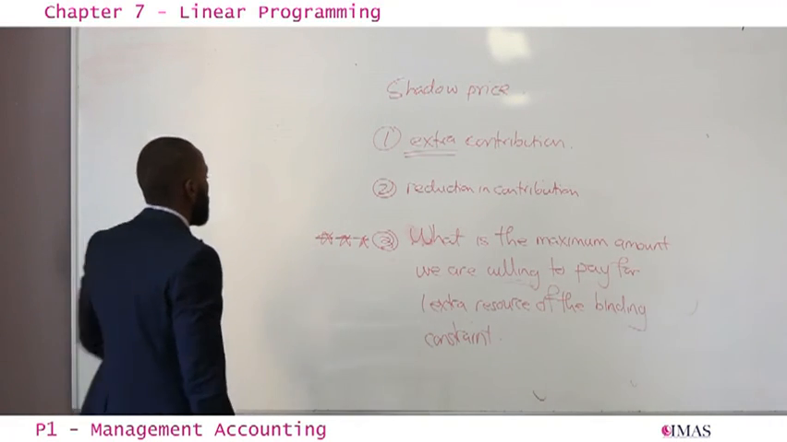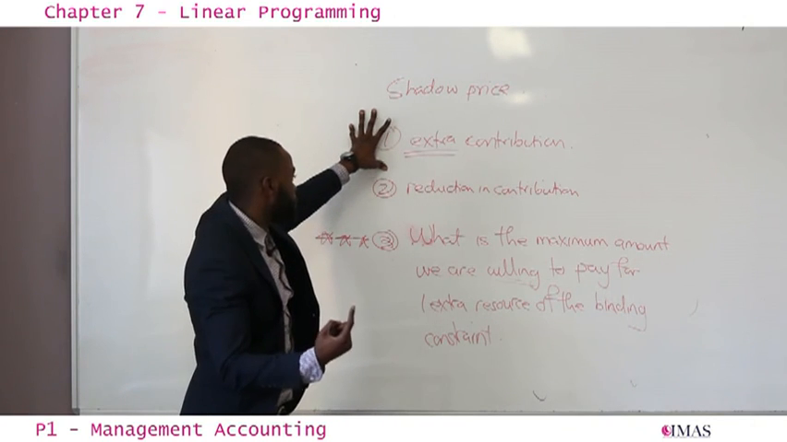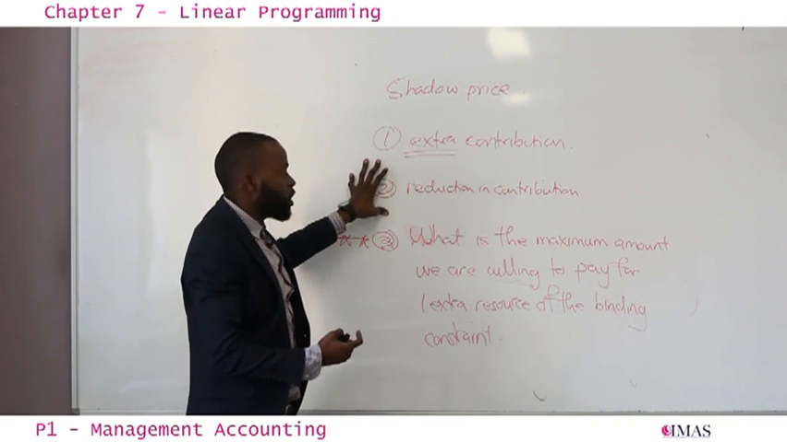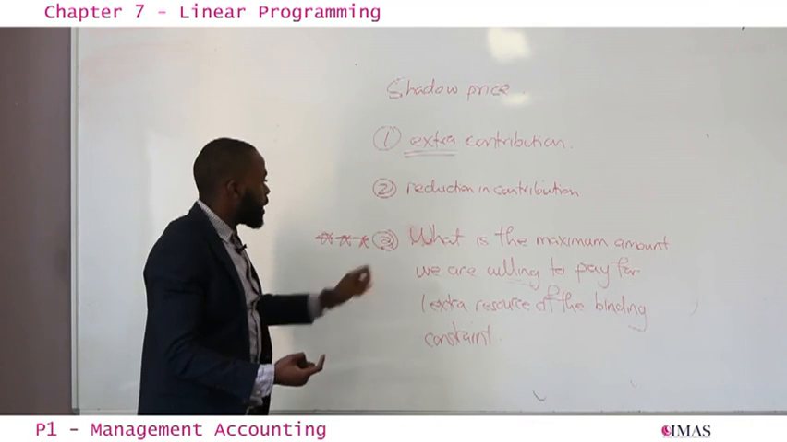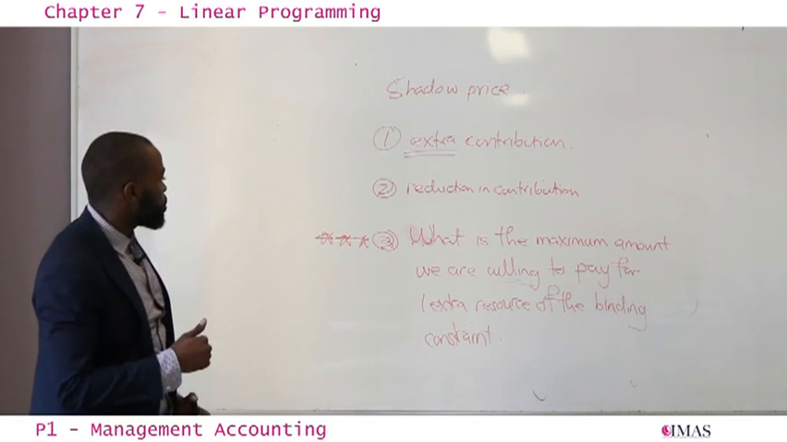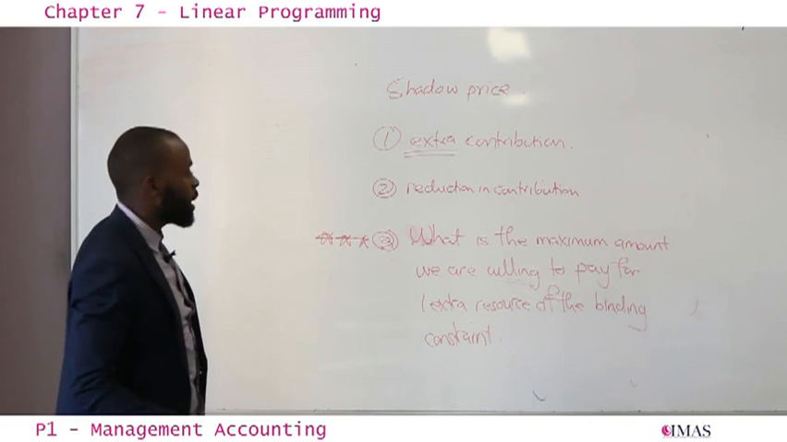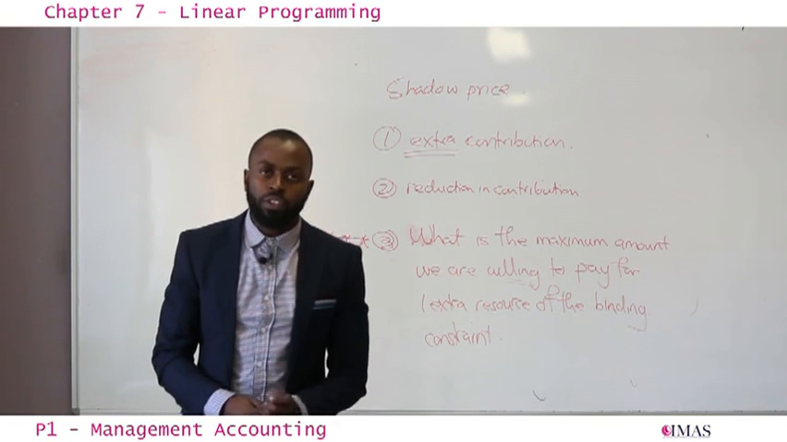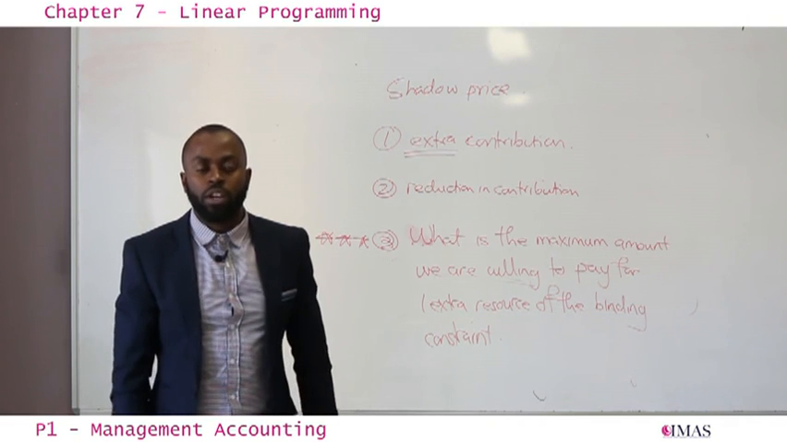I'll repeat. So shadow price is the extra contribution that we get by having one more unit of the resource, or it can be the reduction in contribution by not having that one unit of resource. Then we can also explain the shadow price by saying it is the maximum amount we are willing to pay for one extra resource of the binding constraint. We're going to use the previous question to see what shadow price is, or to calculate what our shadow price is.